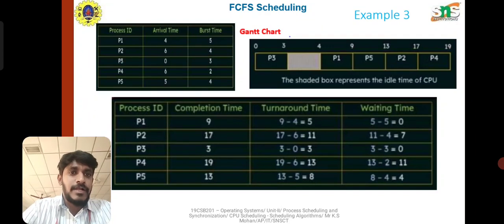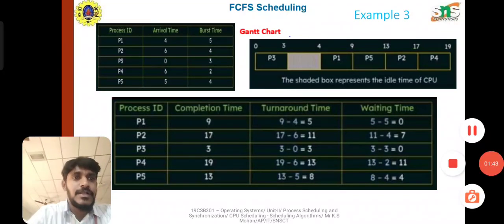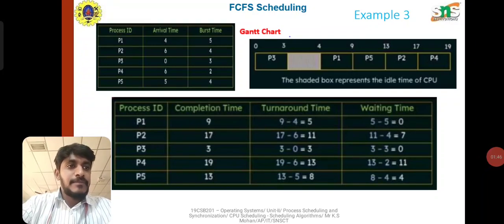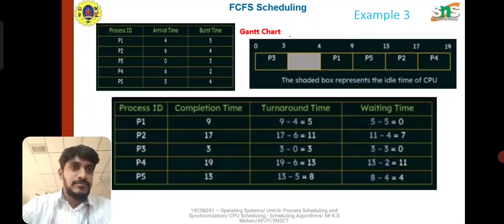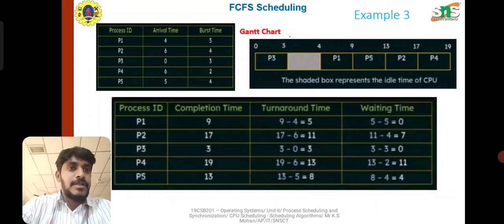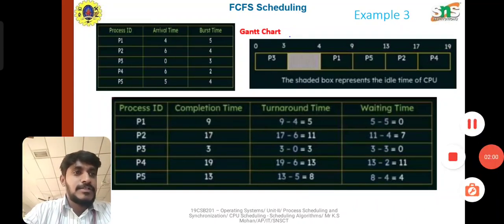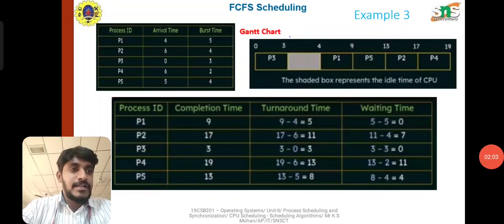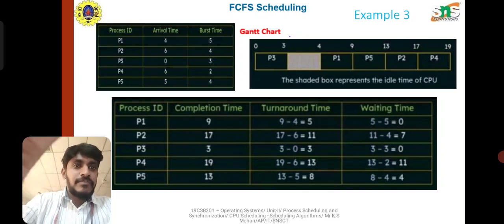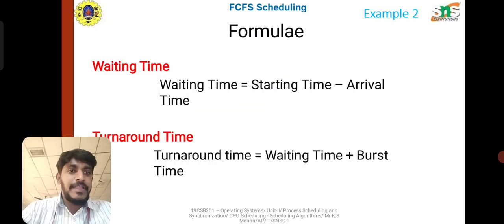So turnaround time will be calculated based on these. The shaded box represents the idle time of the CPU. The CPU will be idle for some milliseconds. P3 completes and P1 starts, and it takes time. So turnaround time can be calculated using the completion time, burst time and arrival time. The turnaround time formula is waiting time plus burst time.